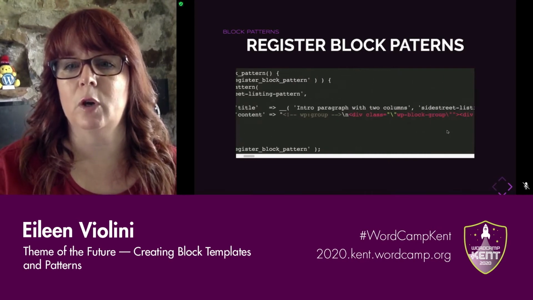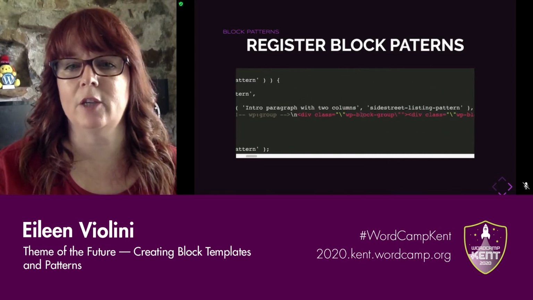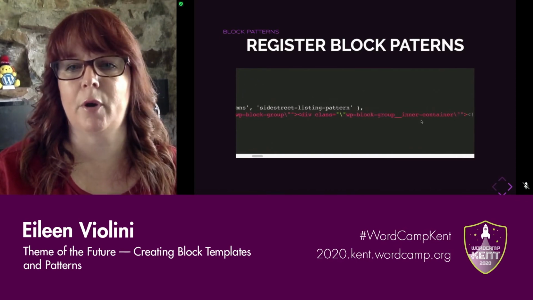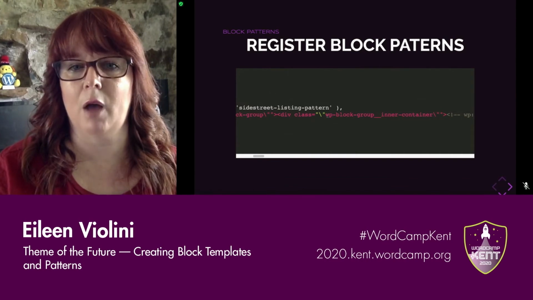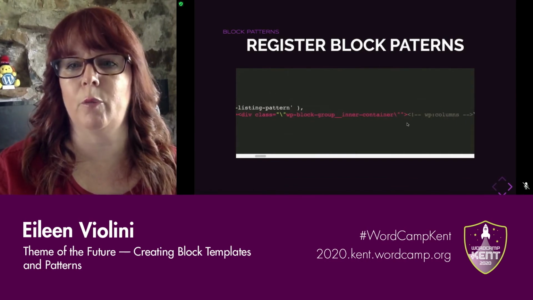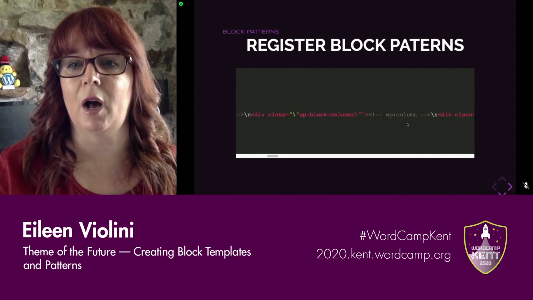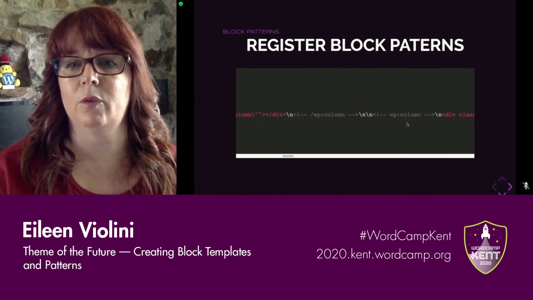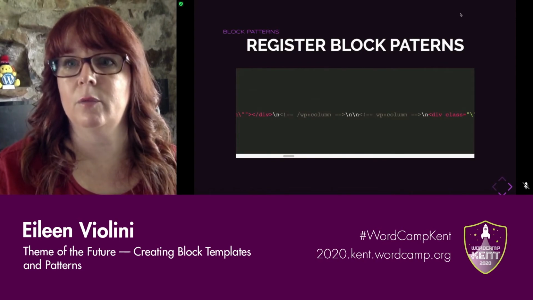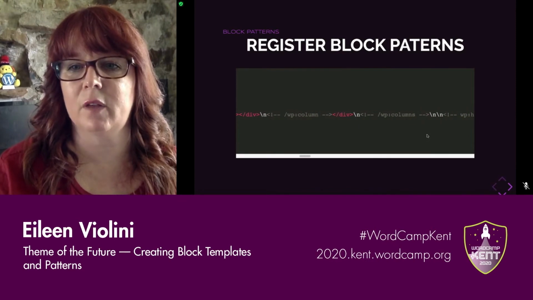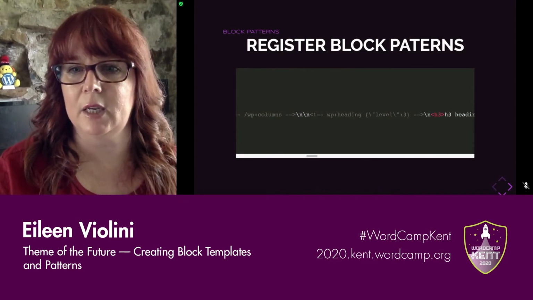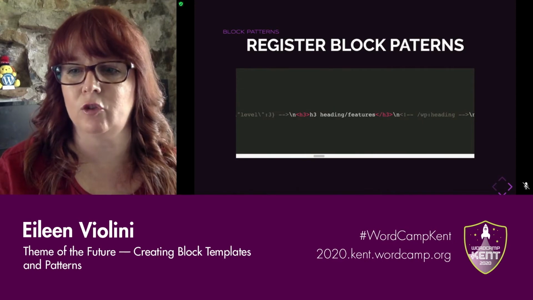When we look at that raw HTML, that's what we're seeing here as the second part of this argument. This particular block has a group with a container. It has some columns, and within those columns, it also has the listing sections and the heading features, etc.